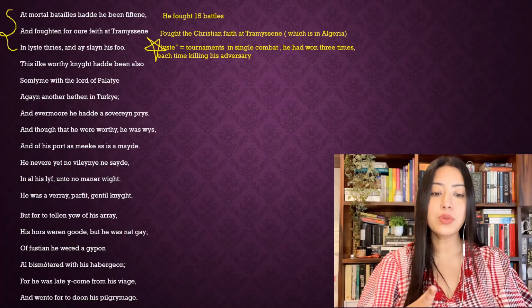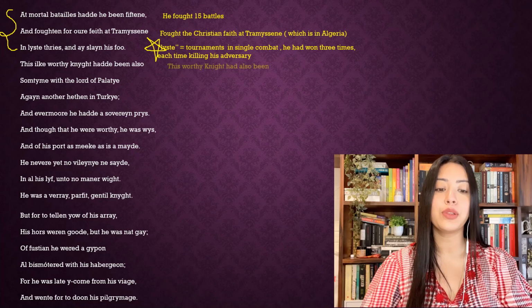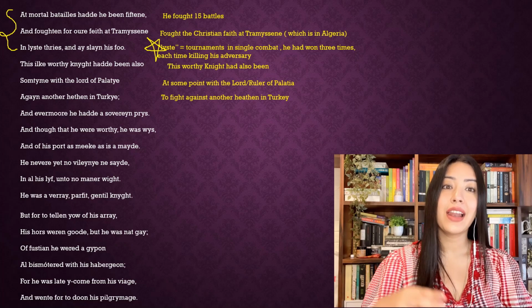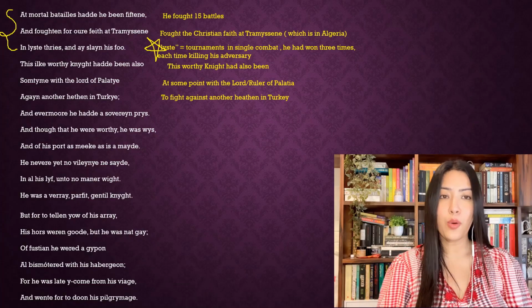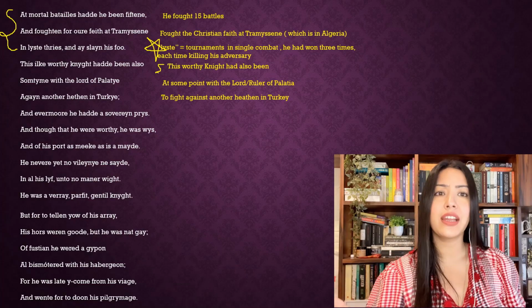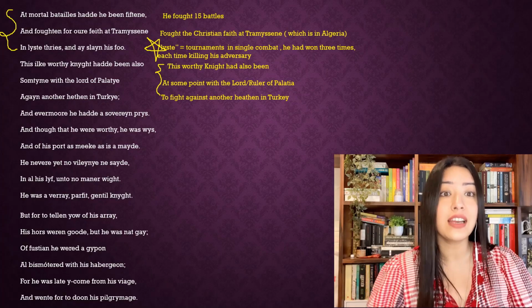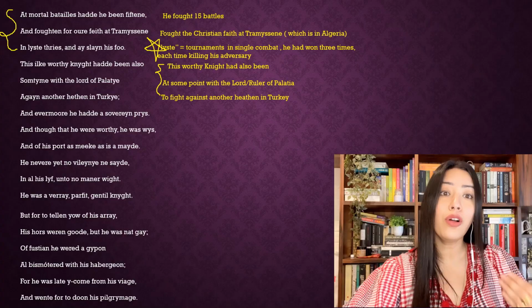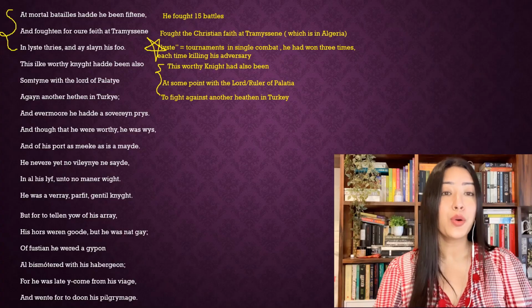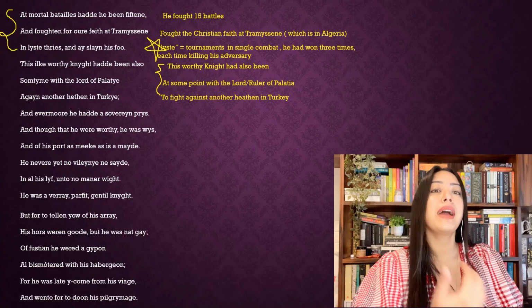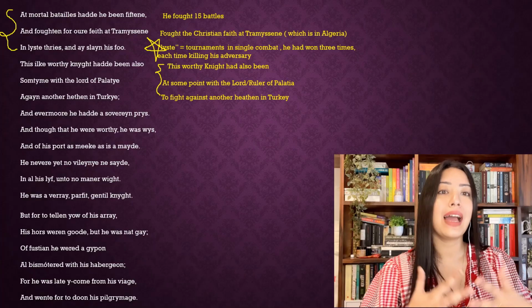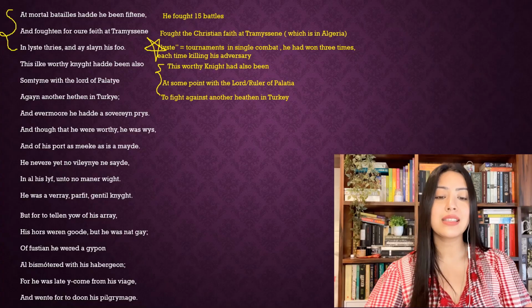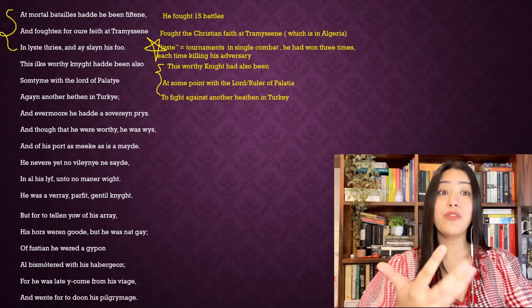Okay, now this worthy knight had also been at some point with the Lord Ruler of Palatia to fight against another heathen in Turkey. Now we are talking about alliances. So politically, he's a knight in shining armor. He is actually serving the state because he's fighting in the name of the state, right? So he has been with the ruler of Palatia, who had invited him: be my ally, form alliances, and fight against another enemy. So there was a heathen in Turkey, and at some point he was with this person who invited him.